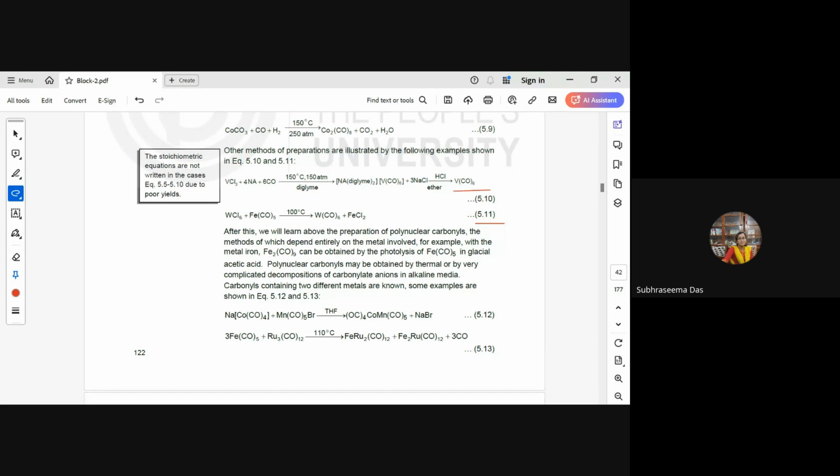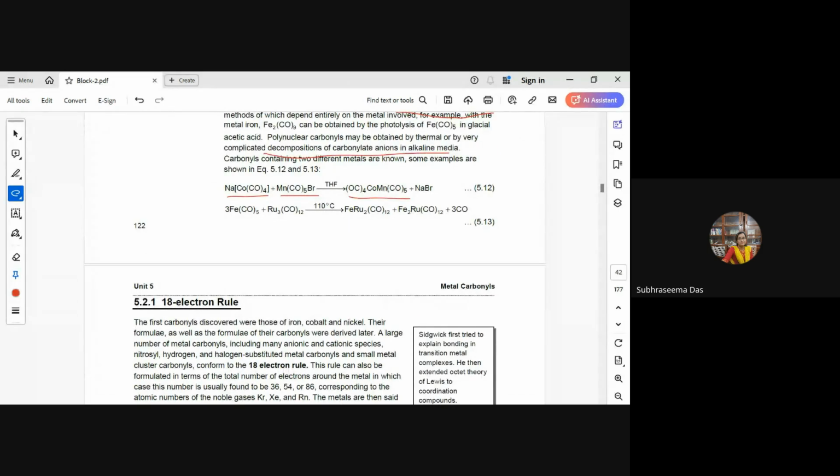Now we want to look into the preparation of polynuclear carbonyls. For example, in equation 5.12, we can see that polynuclear carbonyls are obtained by thermal or by very complicated decomposition processes of carbonylate anions in alkaline media. In the next equation, a salt is present, and with MnCO5Br in THF solution, a polynuclear carbonyl complex is formed. So these are two equations that show the formation of polynuclear carbonyls.